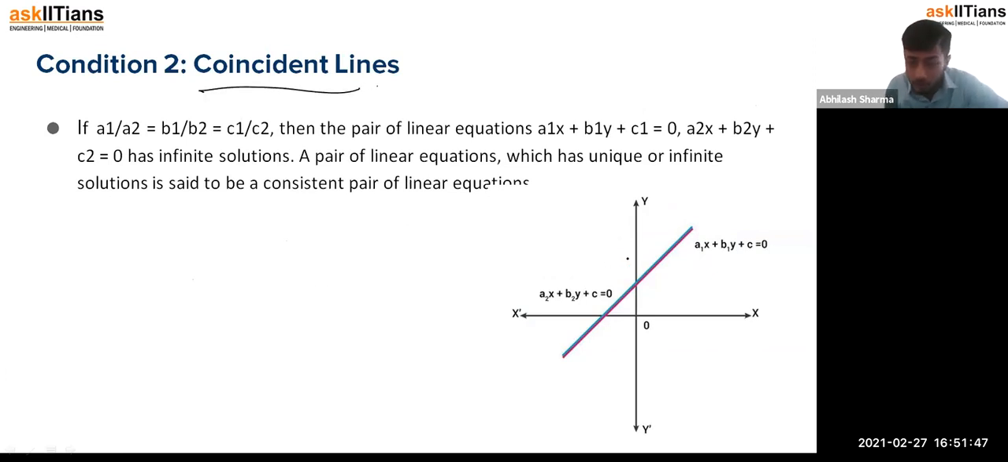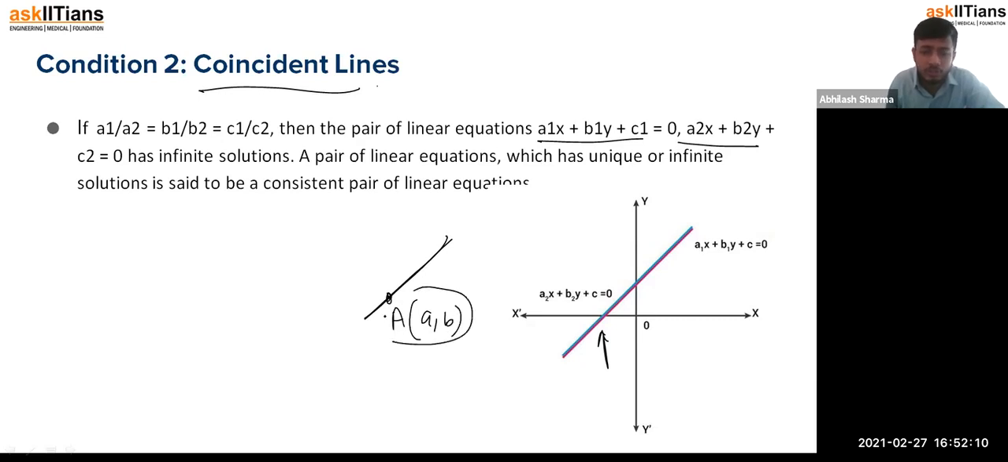So look, both of these lines in this diagram are coincident, exactly one over the other, right? So what happens in this case is, if both of these lines L1 and L2 prove to be coincident, then it is clear that if you take any point, let's say point A comma B, then obviously this will be a solution because it satisfies line L1 and line L2 also.